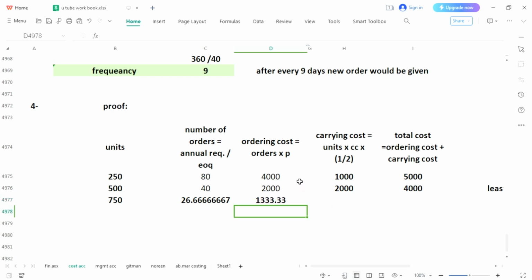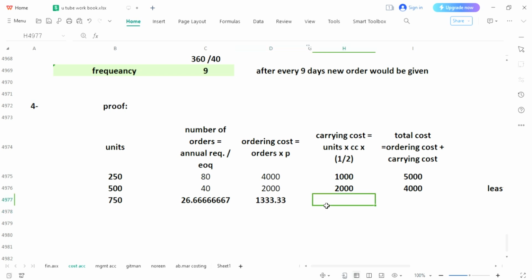Now you can see that in every statement you have written the cost of placing an order as 50. So in every statement you have written the same cost of placing an order with a different number of units.